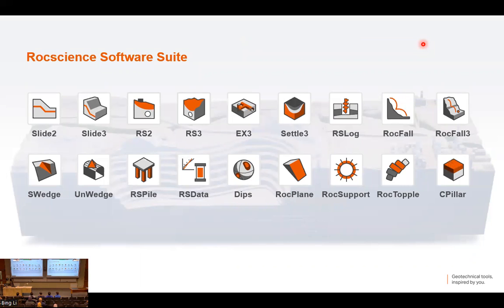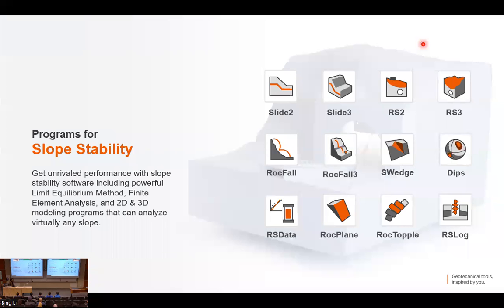These are the software that we currently have and have been developed over time. There are 18 of these, and when I was a consultant, I used these. These are the audit and analysis toolkit. Broadly speaking, they can be divided into 3 separate categories. First, you have programs for analyzing slope stability. You can use the limit equilibrium method or finite element analysis to analyze slopes in soil and rock.